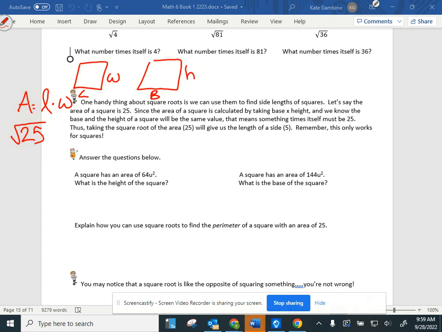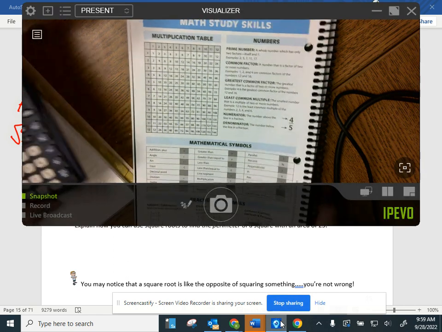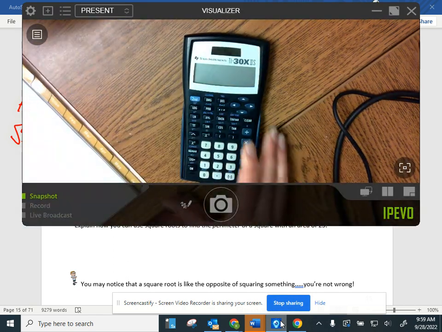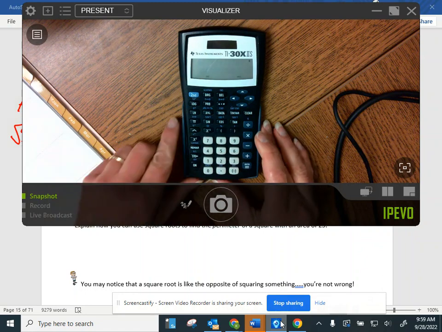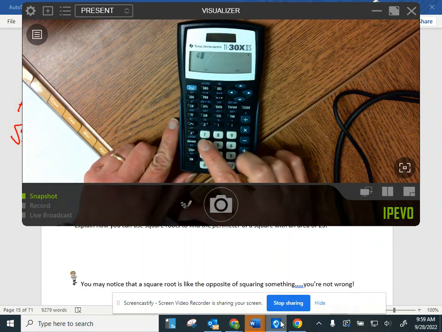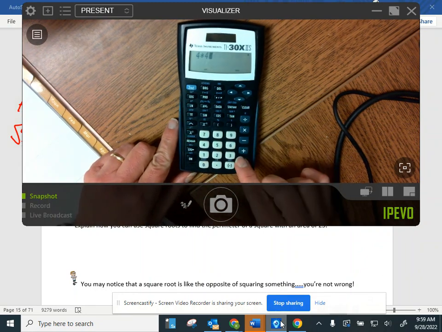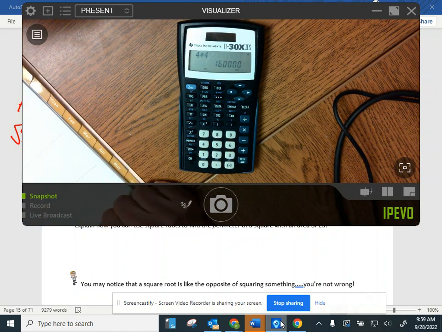So I want you to be thinking about your multiplication facts. I am going to show you a couple of different ways to check with your calculator to make sure that you've done it correctly. So let's look at our calculators. One thing we know we can do is multiplying them. 4 times 4 equals 16. So I know that 4 is the square root of 16.